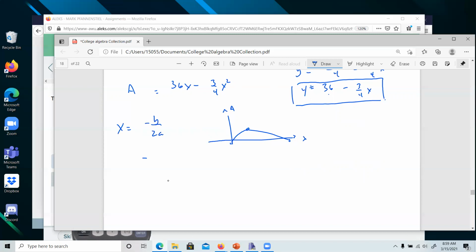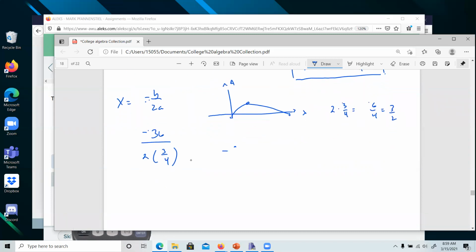So it's going to be negative 36, right? Negative b is 36 over 2 times 3/4. Right? What's 2 times 3/4? That's going to be 6/4, which is 3/2. So we have negative 36 over 3/2.